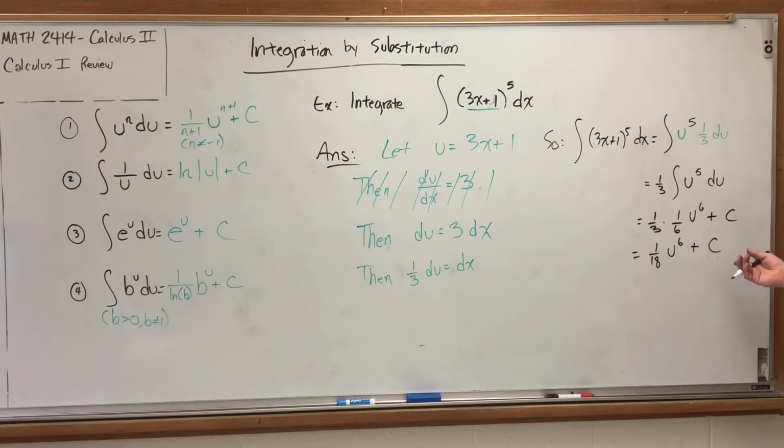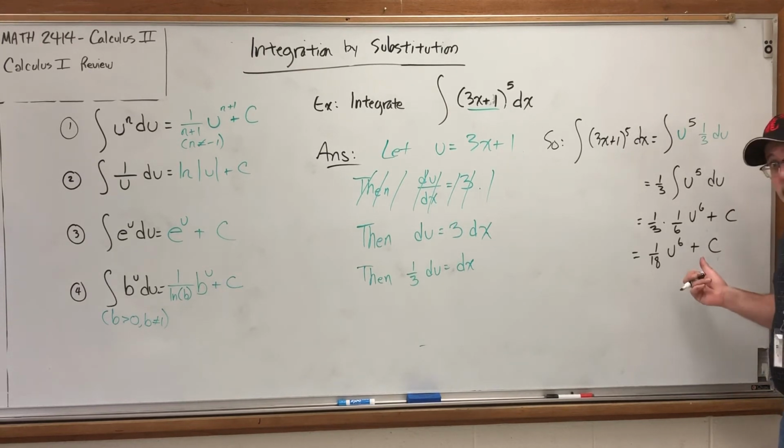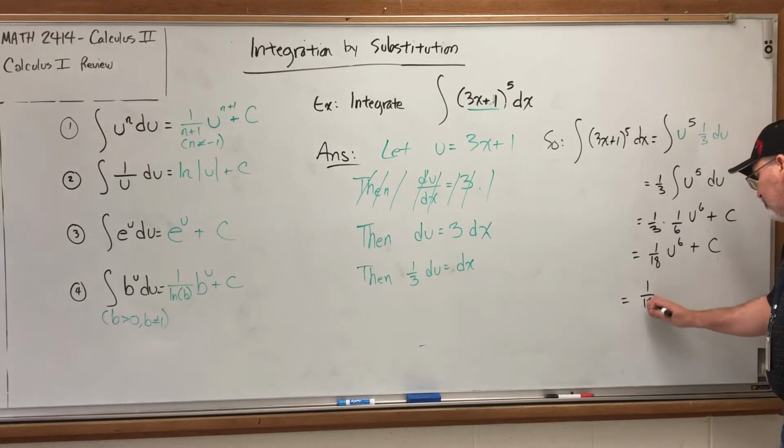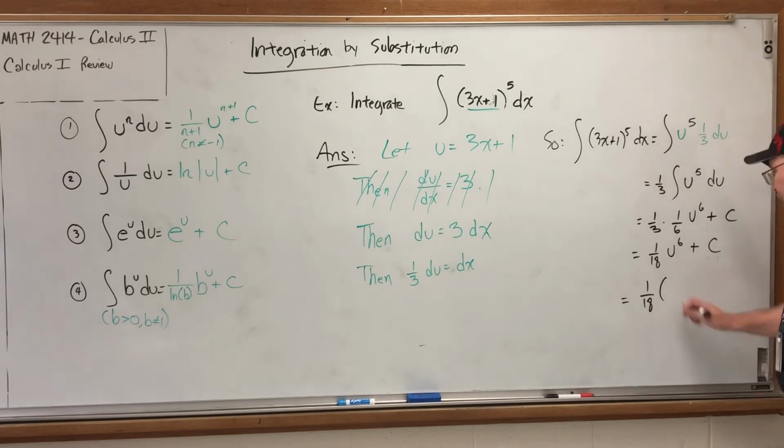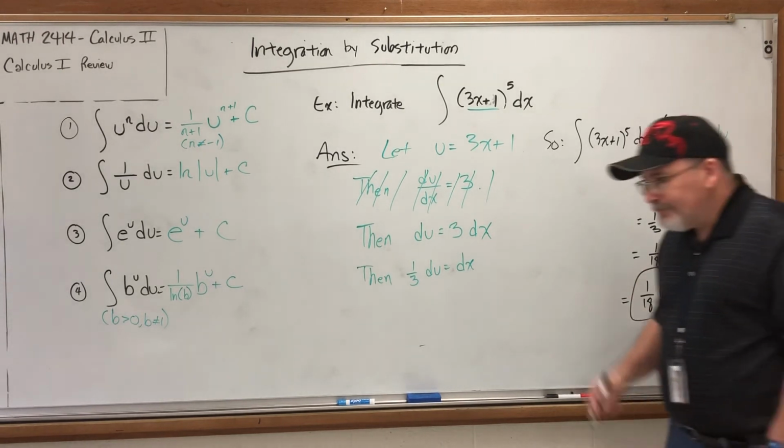So do we have our antiderivative? Well, sort of, but not quite, because our integral was in terms of x and this is in terms of u. This is where we undo the substitution. U is holding the place of 3x plus 1. Yeah, this is right. And so instead of 1/18 u to the 6th, it'll be 1/18 times 3x plus 1 to the 6th plus c, and I claim that this is the correct answer.